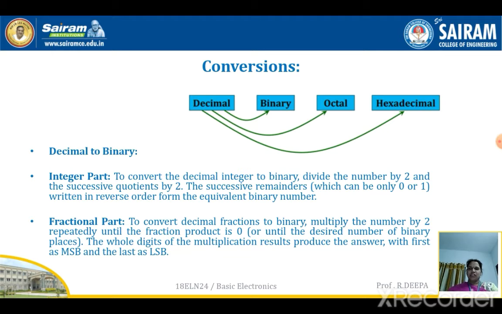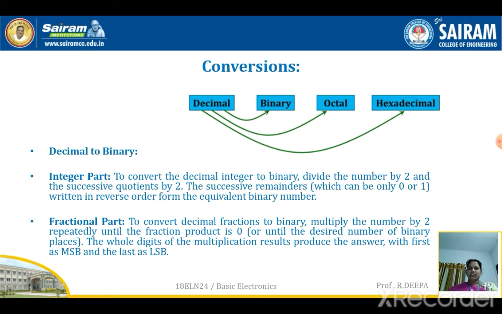And for the fractional part, to convert a decimal fraction to binary, you multiply the given fractional part by 2 repeatedly until the fraction product becomes 0. Later, the values need to be written starting from the MSB and going up to the LSB part.